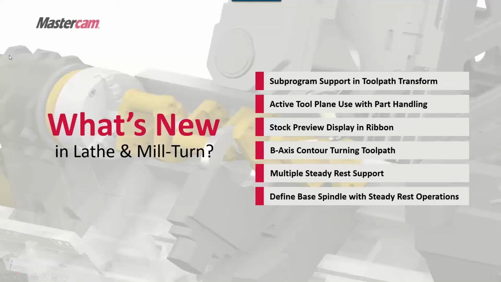Along with what you see on the screen here, I'm going to be taking an in-depth look at B-axis contour turning toolpaths and the multiple steady rest support. I'm going to go in-depth with those, and stay tuned to the end because I'm going to be covering some cool tricks with lathe C-axis conversion.